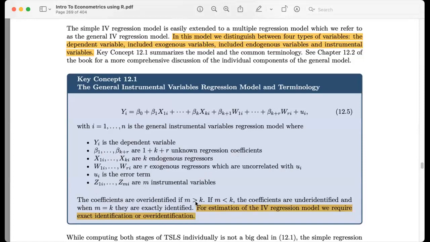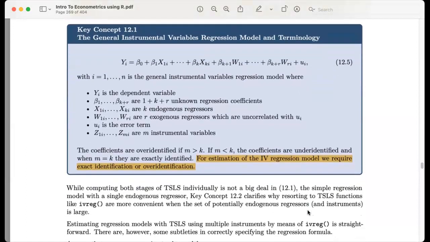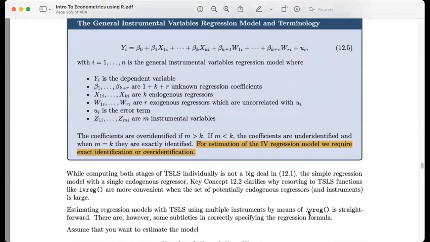We have over identification when the instruments are more than the endogenous regressors. The reverse case, when the instruments are fewer than the endogenous regressors, is under identification, and when they are equal, we have exact identification. For estimation of the IV regression model, we require exact identification or over identification, but we cannot estimate IV regression models with under identification.